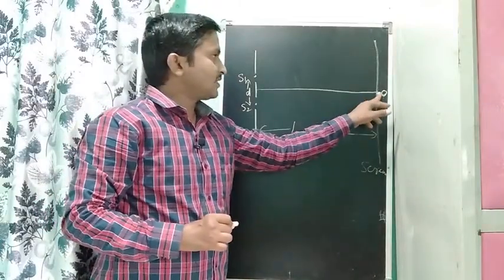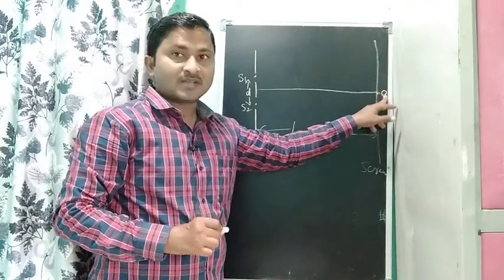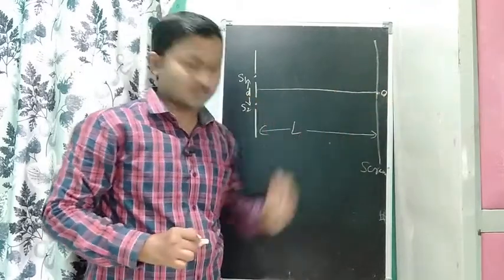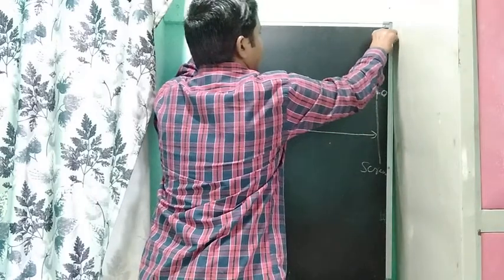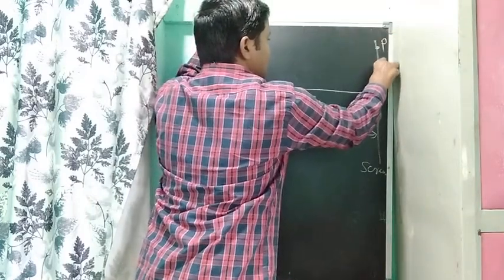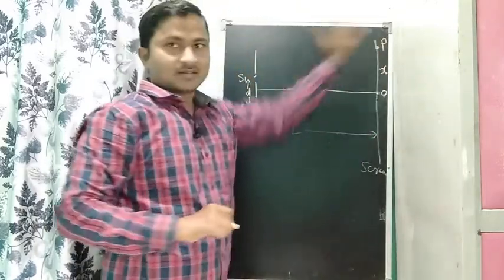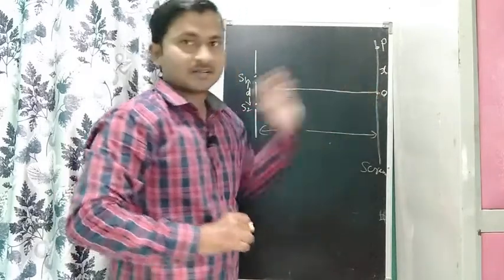The path difference between them is 0. Automatically a bright fringe is formed here. In the interference pattern, the central fringe is the bright fringe. Now we take a point P on the screen which is at a distance x from the center of the screen.